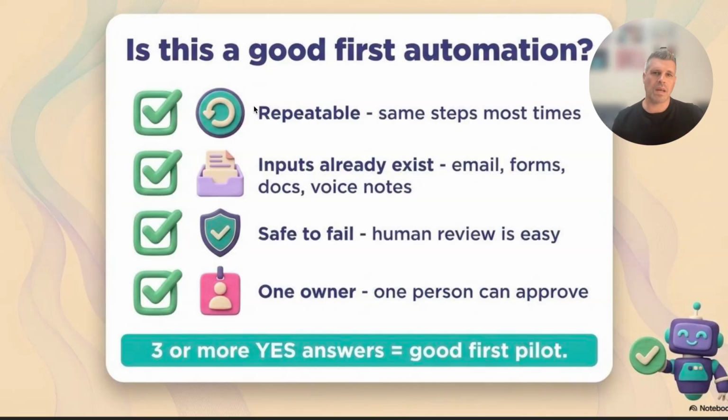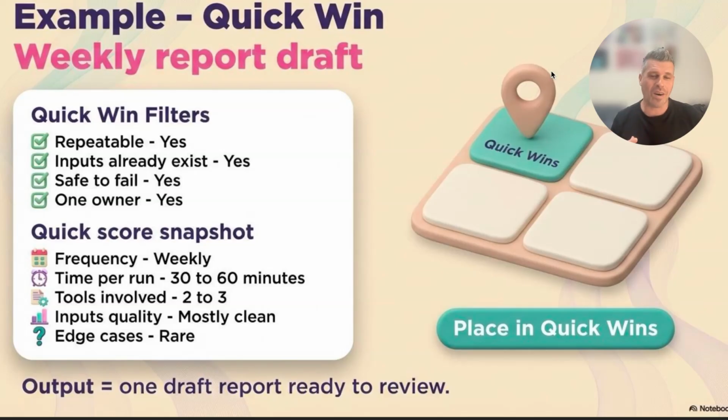So before you automate anything, run through these 4 questions. Is it repeatable? That means, are the same steps happening most of the time? Do the inputs already exist, like emails, a form, a document, a voice note? Thirdly, is it safe to fail? Can a human review the output before anything goes out? And finally, does one person own it? Like one person that can approve and adjust it? And if you've got more yeses than nos, then that's a good first pilot. That's the bar.